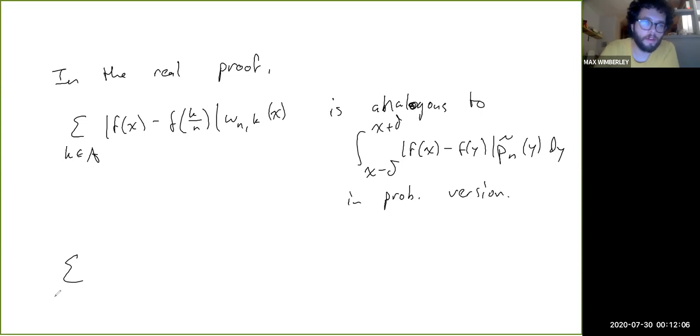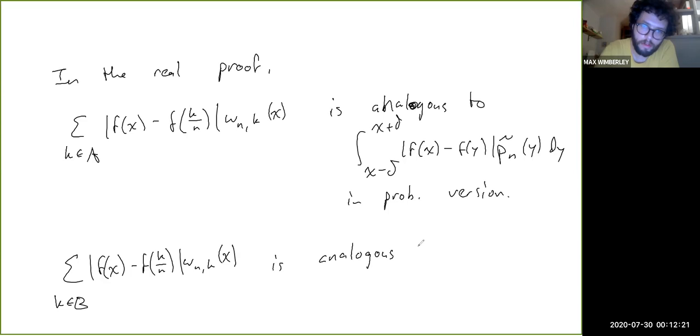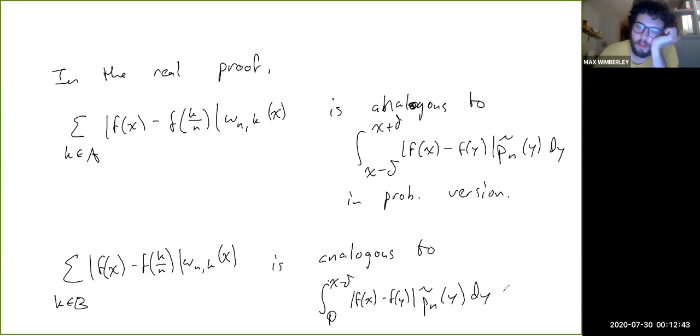And the sum over k in B of |f(x) - f(k/n)| W_{n,k}(x) is analogous to the integral from 0 to x - delta of |f(x) - f(y)| p_n tilde(y) dy plus the integral from x + delta to 1 of |f(x) - f(y)| p_n tilde(y) dy.